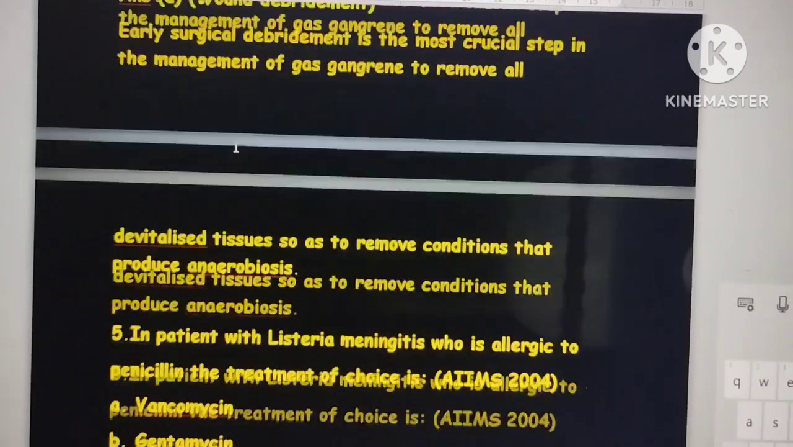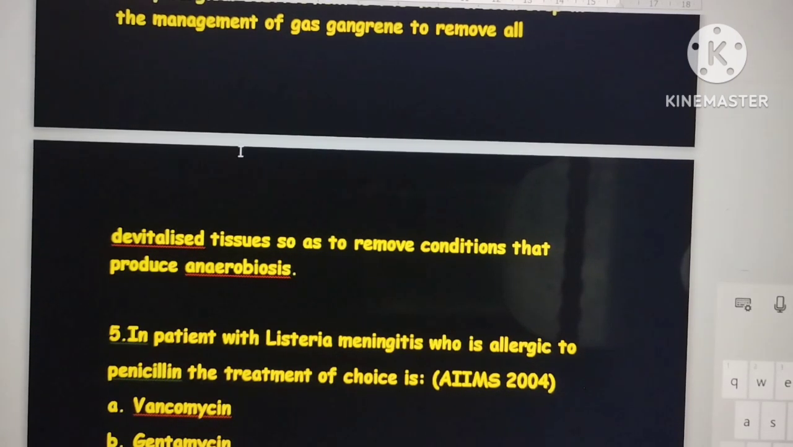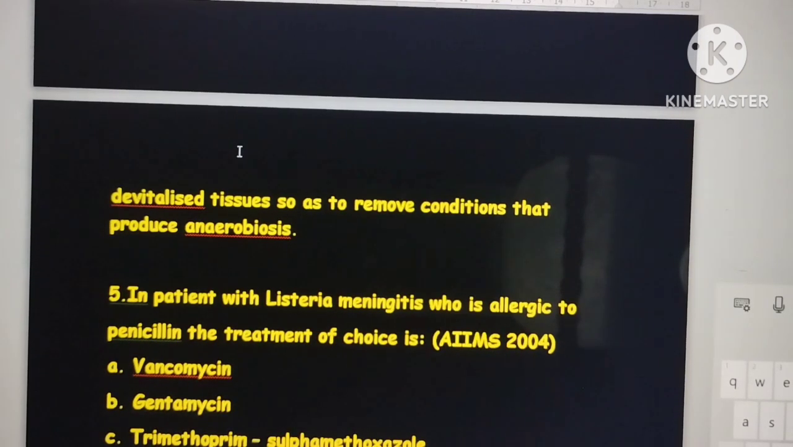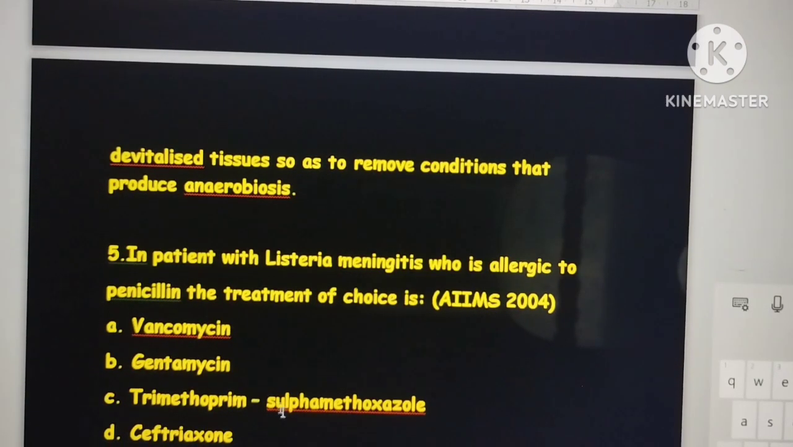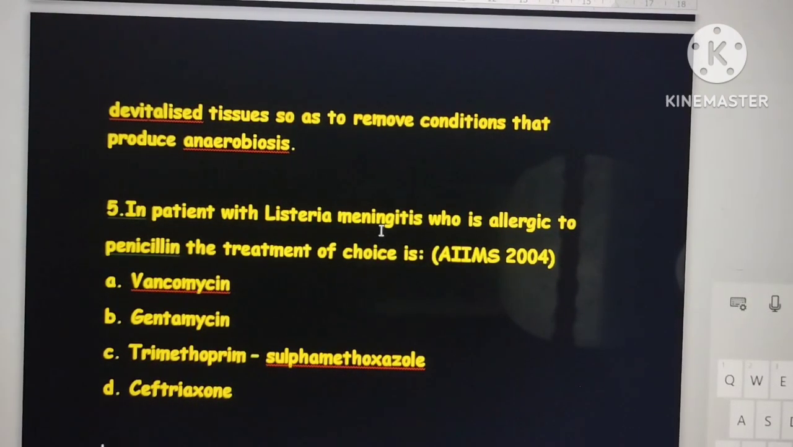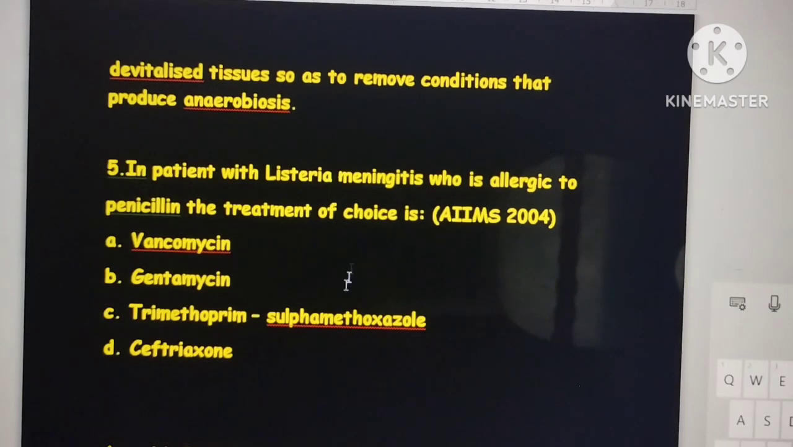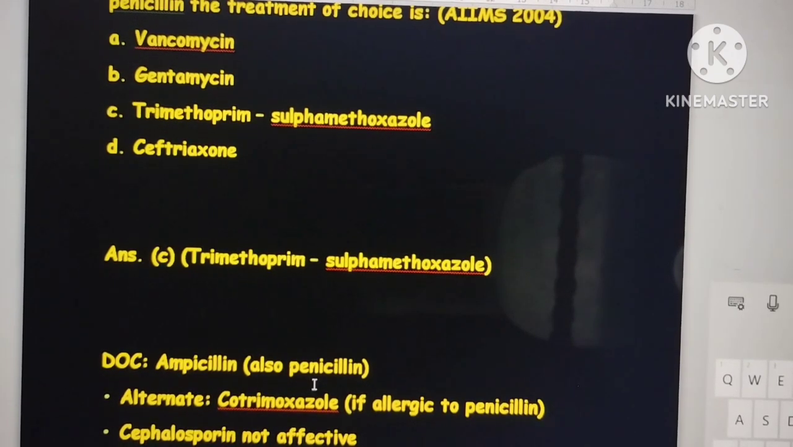Next, in a patient with listeria meningitis who is allergic to penicillin, what is the treatment of choice? The usual drug of choice is ampicillin. If the patient is allergic to ampicillin, you can go for trimethoprim and sulfamethoxazole. The drug of choice for listeria is ampicillin, and it can also be penicillin. The alternative is cotrimoxazole if the patient is allergic to penicillin, but cephalosporin is not effective.